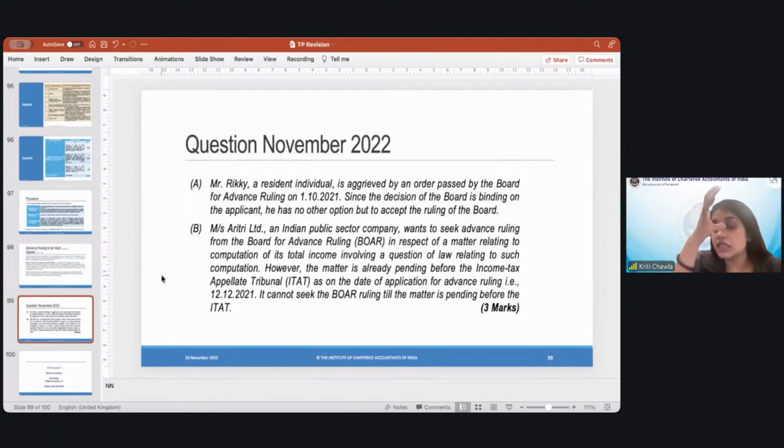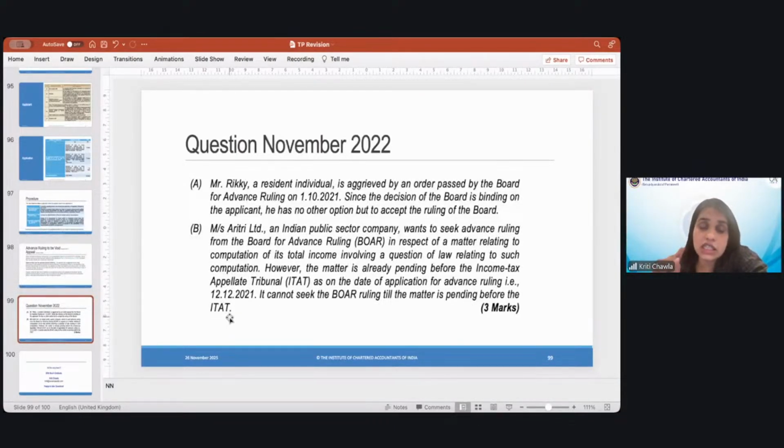The next one is Messrs. A Limited, an Indian public sector company, which wants to seek advance ruling from the board for advance ruling in respect of a matter in relation to computation of total income involving a question of law relating to such computation. However, the matter is already pending before the Income Tax Appellate Tribunal, ITAT, as on the date of application of advance ruling, which is 12th December 2021. It cannot seek the board for advance ruling till the matter is pending before the ITAT.